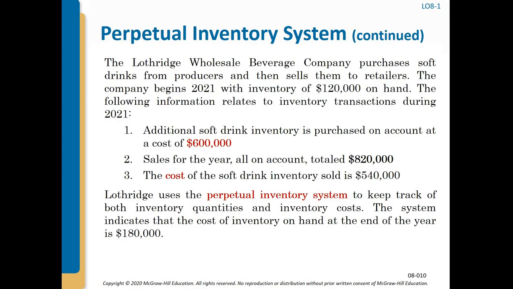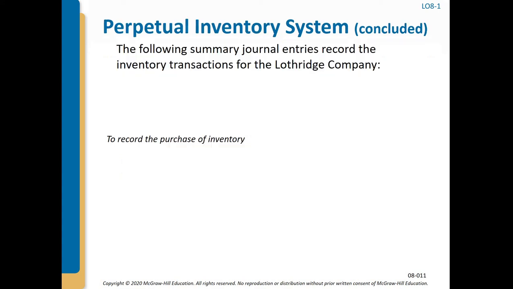And here is an example. In this example, the company begins 2021 with an inventory of 120,000 on hand. The following information relates to the inventory transactions during 2021. Additional soft drink inventory is purchased on account at a cost of 600,000, sales for the year were 820,000, and the cost of the goods sold was 540,000. They use the perpetual inventory system, so let's see how they record.